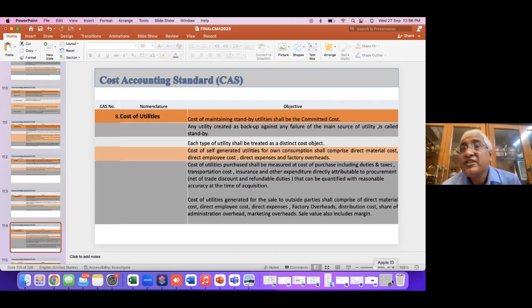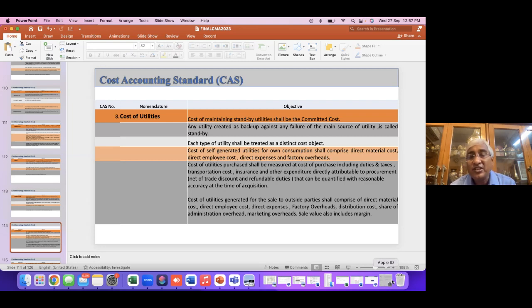Next is cost of utilities. Cost of manufacturing standby utilities shall be committed cost. Any utility created as backup against any failure of the main source of utility is called standby. So I have one generator and I kept another generator. In an emergency, if the first one is not operating, then I will operate the second one. So that generator is called standby.